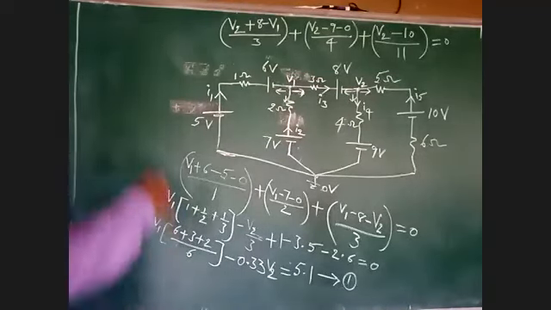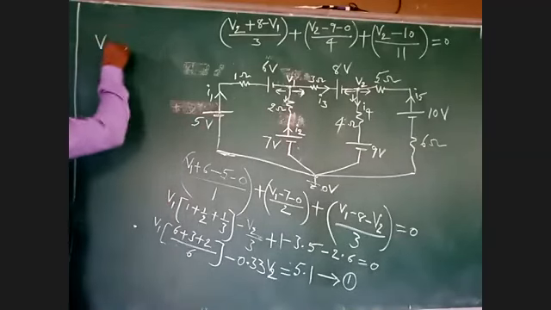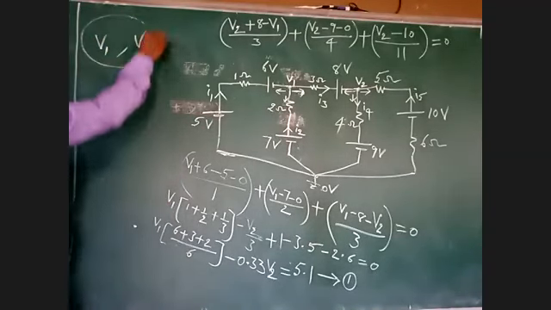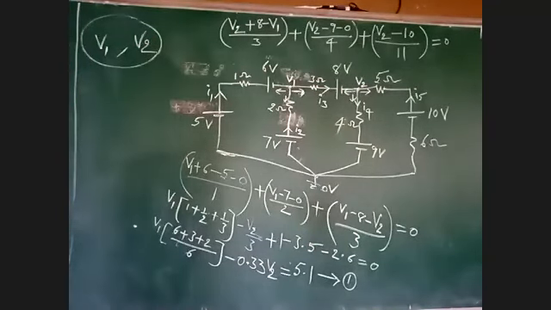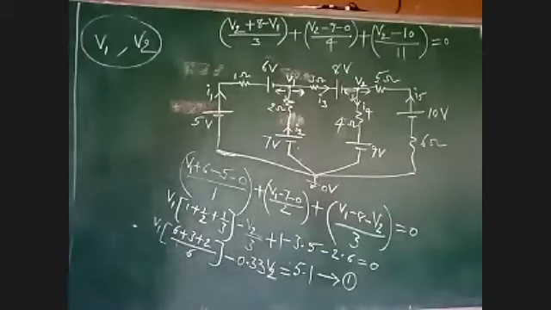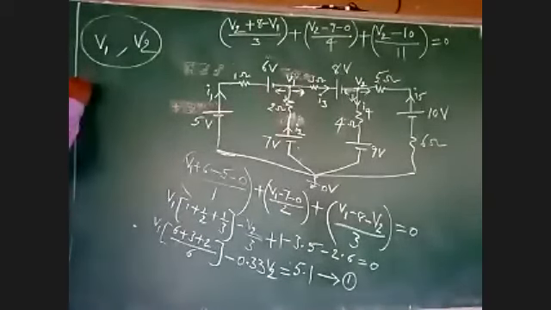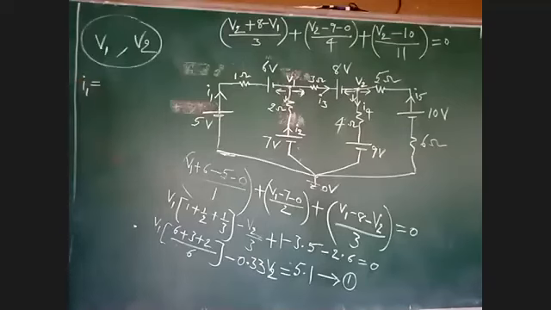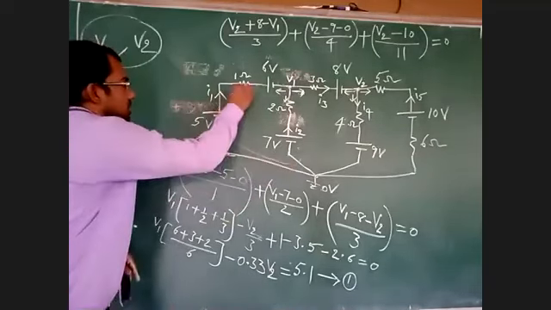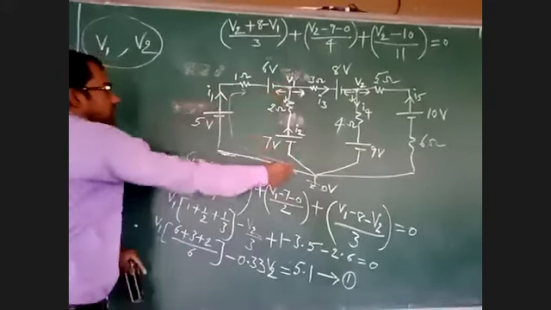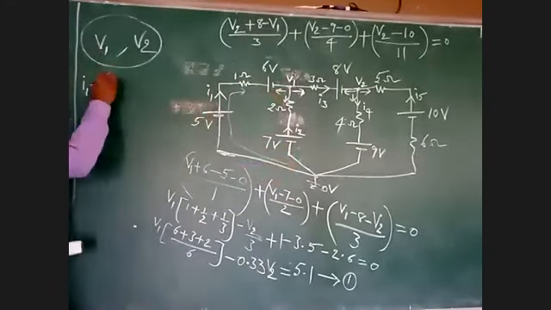Now we have calculated V1 and V2. Now we will go for the actual direction of currents. Don't write, afterwards I will give time. Listen here. See I1. What is the value of I1? I1 is flowing from 0 to V1.